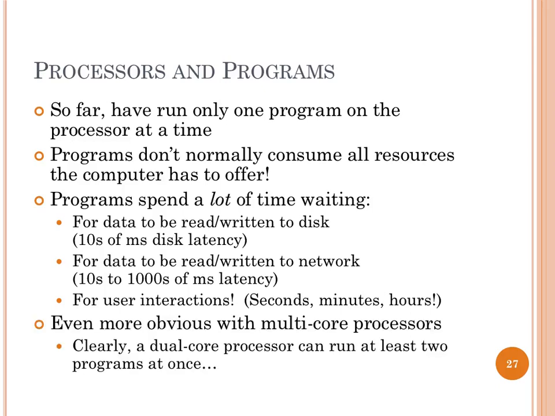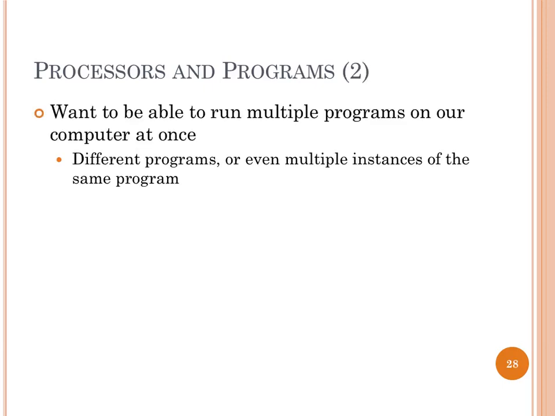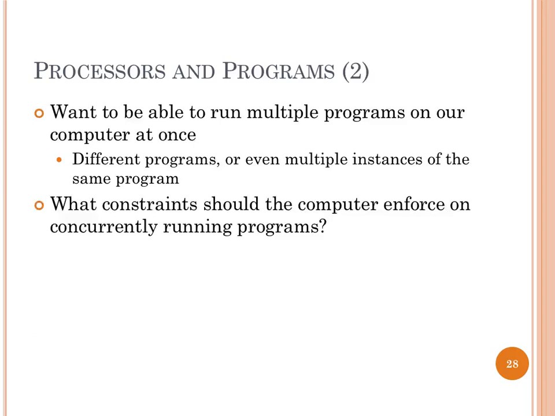If you have multi-core processors, well, now it's even clearer that you have multiple programs that you can run at the same time, because you could give one to each core. But we could probably do even better than that, because most of the time our programs are going to be waiting. So we'd like to have a way of running multiple programs. Okay?